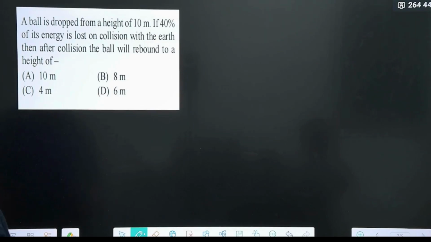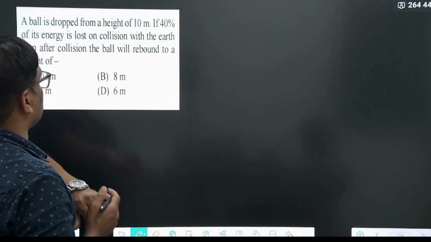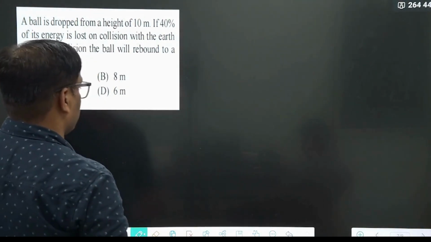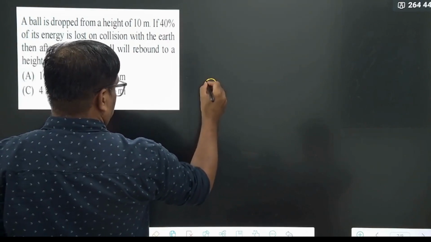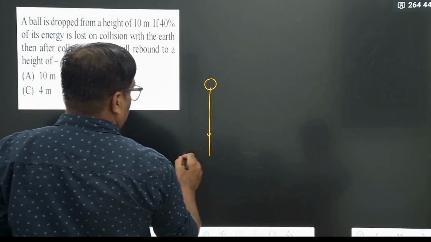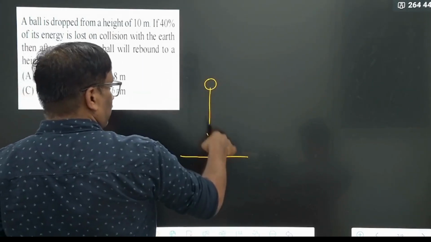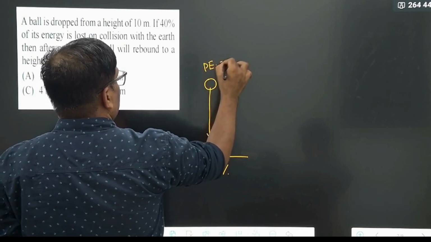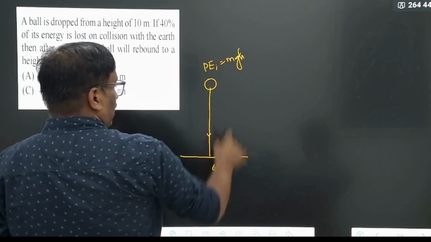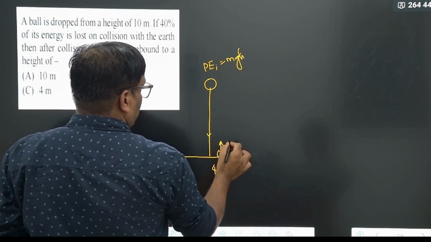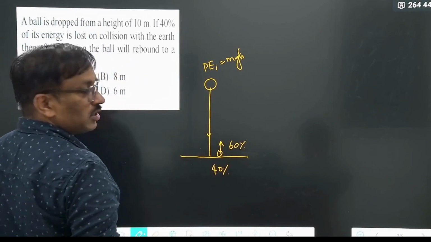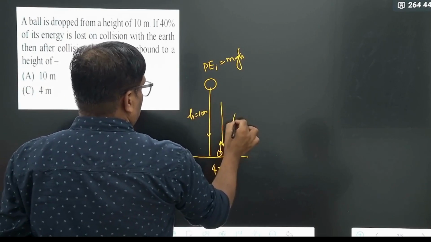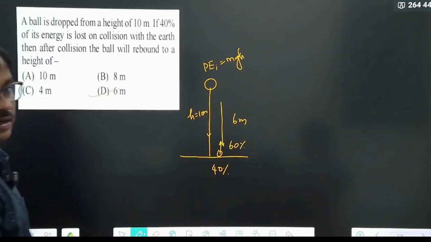Now, a ball is dropped from a height of 10 meters, and 40% of energy is lost in the collision with the earth. After the collision, the ball will rebound to the height of? So what happened now? There is one ball, it will be falling to here. It is hitting, and when it is hitting, 40% of energy is lost. Initial energy is nothing but mgh. Then it is lost. How much energy is there now? It will have 60% of the energy. 60% of the energy means this height is 60% of 10 meters, which is 6 meters. That is your answer. Clear?